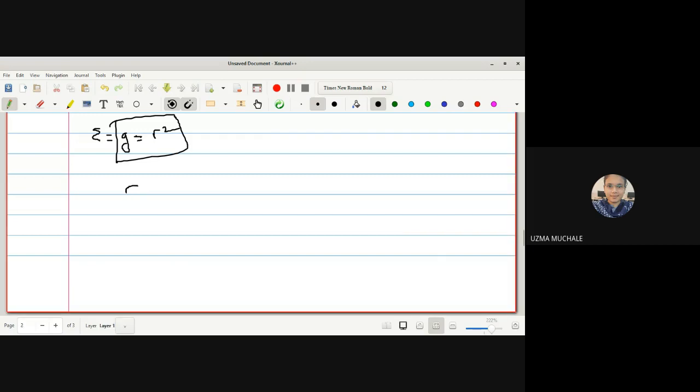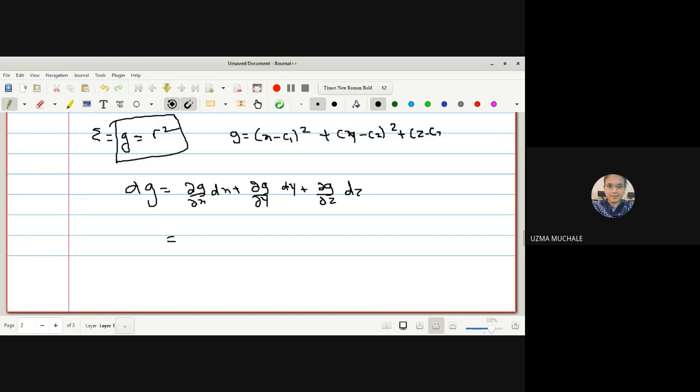Now let us find out dg. So what is dg? dou g by dou x dx plus dou g by dou y dy plus dou g by dou z dz. Correct? Now what is the derivative of g with respect to x? What is g? We have defined it as x minus c1 square plus y minus c2 square plus z minus c3 square. What is the derivative?